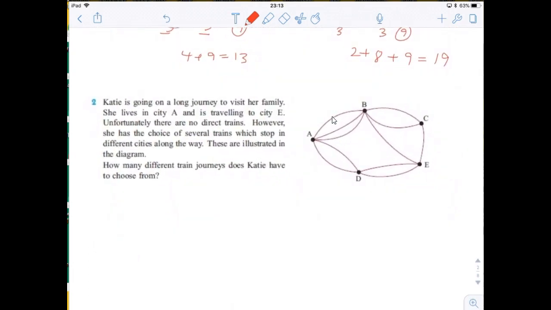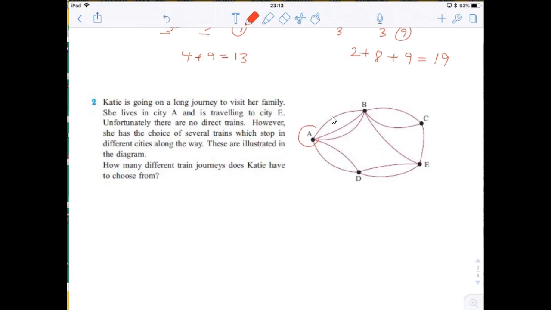Number 2. Katie is going on a long journey to visit her family. She lives in city A and is traveling to city E. Unfortunately, there are no direct trains. However, she has the choice of several trains which stop in different cities along the way, and these are illustrated in the diagram. Okay, how many different train journeys does Katie have to choose from?